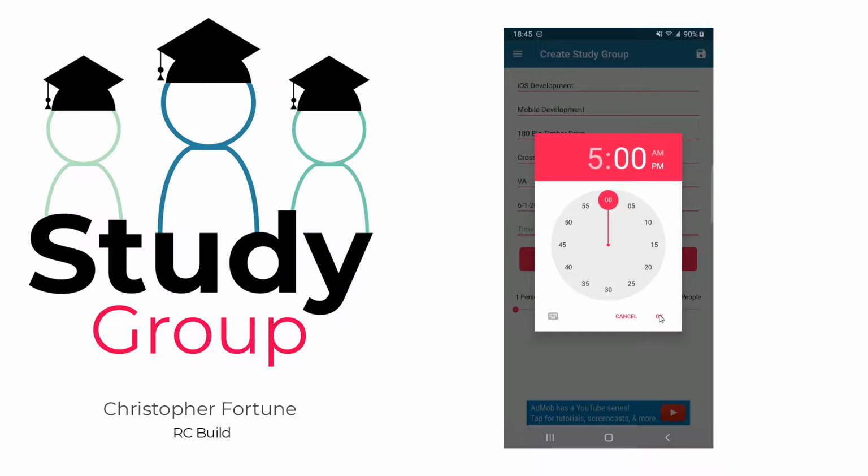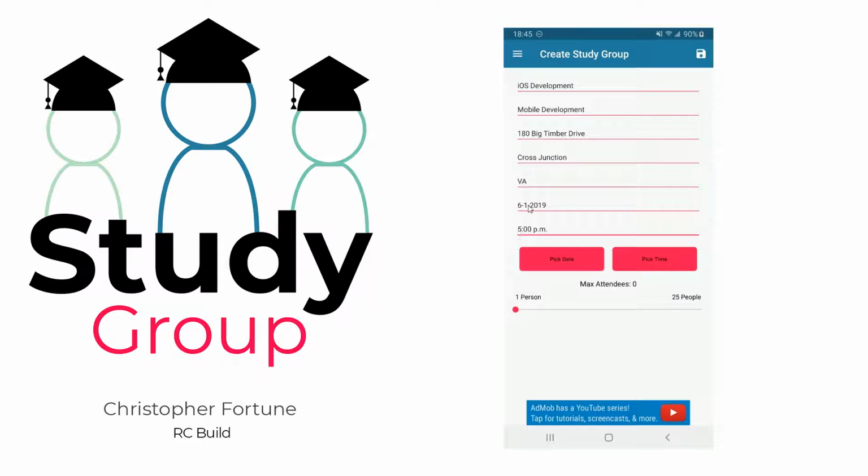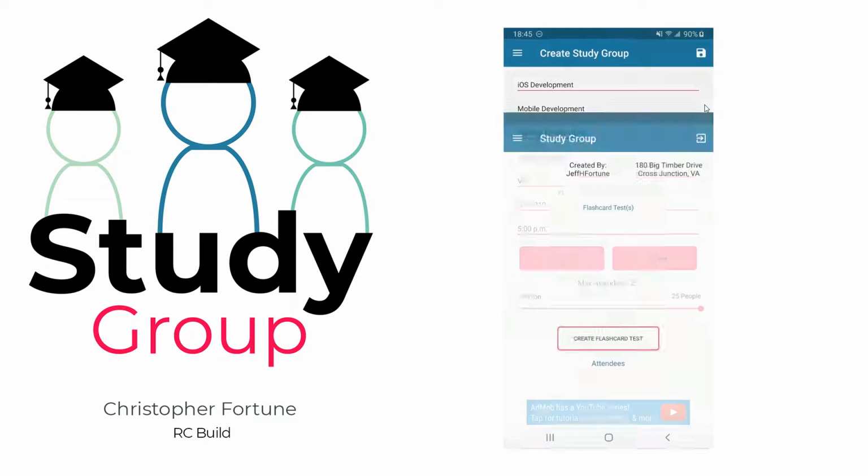And we'll say the study group will be at 5 p.m. And we'll say OK. As you can see, the date that we picked as well as the time that we have picked are now being displayed here. And then down here, this slider allows the user to determine the max attendees that they want to attend this study group. So we'll just go ahead and crank that to 25. And then we'll save this. Whoops. And we'll save that.